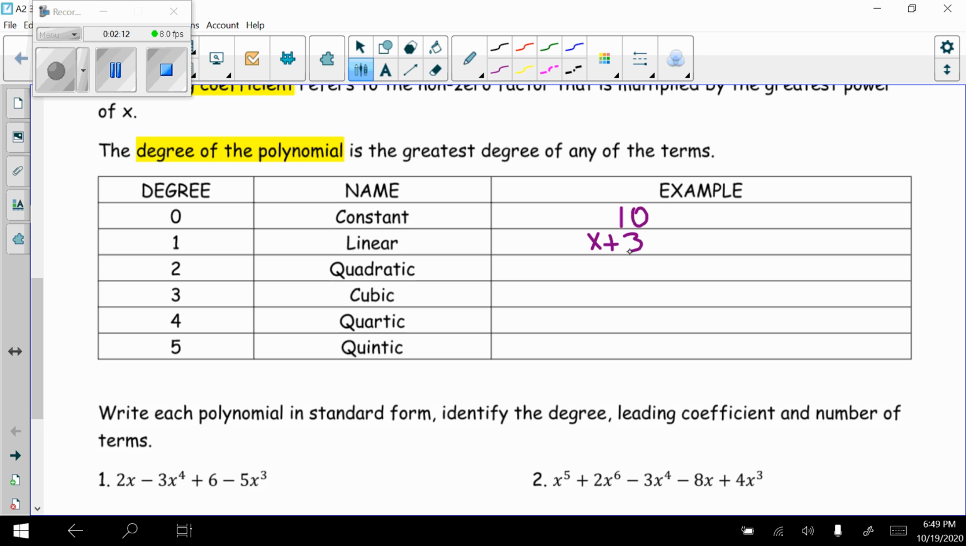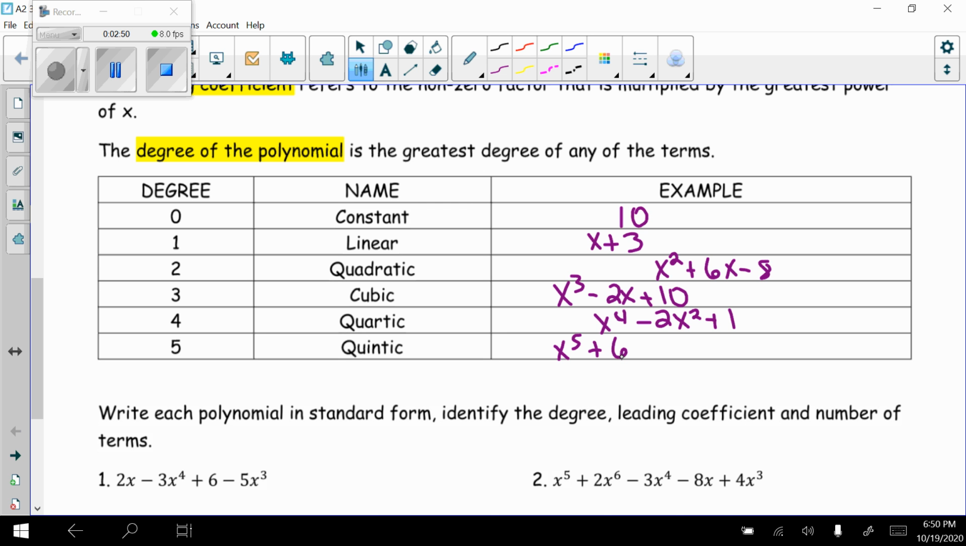A second degree polynomial is referred to as a quadratic. An example, x squared plus 6x minus 8. A third degree is called a cubic. So an example could be x cubed minus 2x plus 10. A fourth degree is known as a quartic. So we could say x to the fourth minus 2x squared plus 1. And a quintic is a fifth degree. So let's say x to the fifth plus 6.